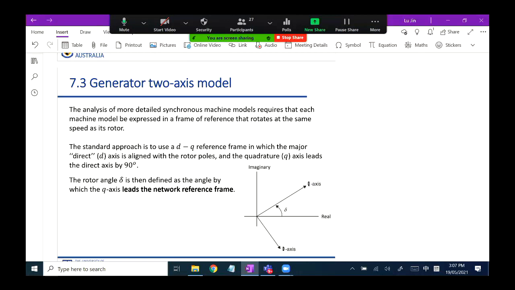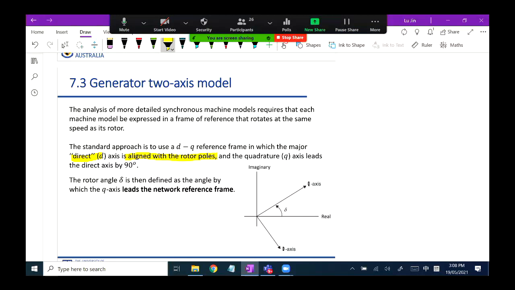So how are these two axes defined? D stands for the direct axis. Q is for the quadrature axis. As I mentioned, this DQ system is rotating, but rotating with what? Here, please read this one. The D axis is aligned with the rotor pole. You can see the direct axis is aligned with the rotor pole. The Q axis must be 90 degrees leading the direct axis.